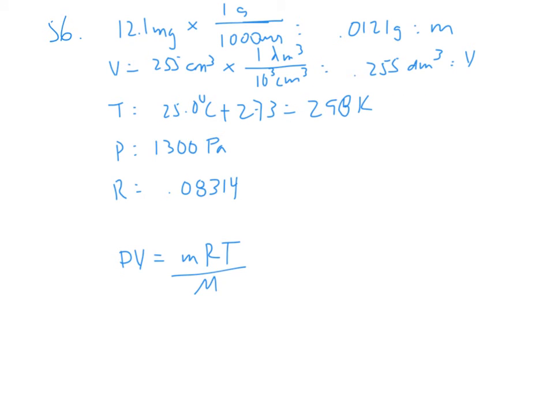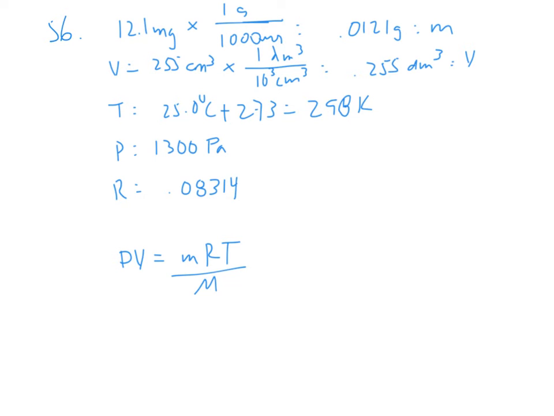So 56 is kind of a hot mess when you start. You've got all kinds of units here, and ultimately we're trying to find molar mass using the ideal gas law, or as I've got it written down on the bottom here. So the 12.1 milligrams, I went ahead and changed to grams. The volume I changed to decimeters cubed. And then the temperature, I've got 298 Kelvin and then 1,300 pascals.